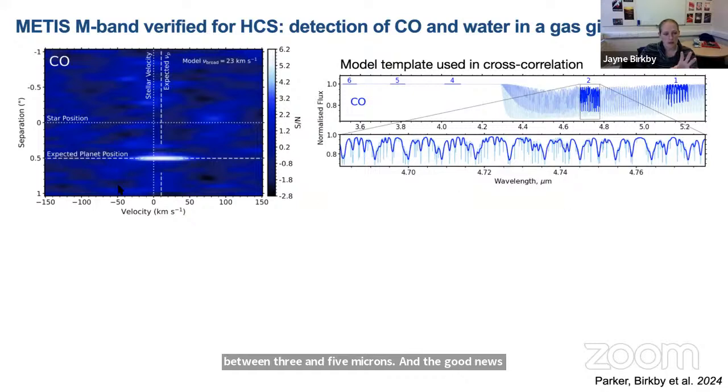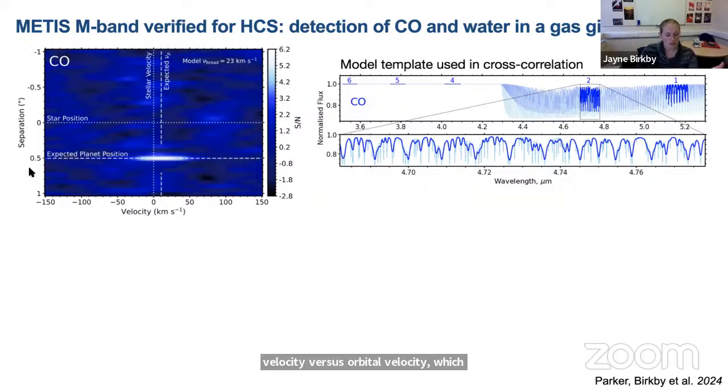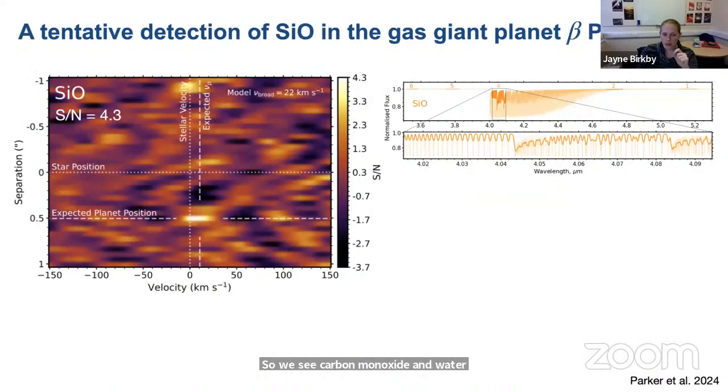You'll notice that these plots here, they're no longer velocity versus orbital velocity, they're just velocity versus separation. And so at the star's position, we don't see any peak in our cross-correlation function, but at the planet's position, we do. So we can interpret that as being our planetary signal. So we see carbon monoxide and water. And interestingly, potentially, we maybe see SiO in this giant planet, which is nominally expected from modeling.